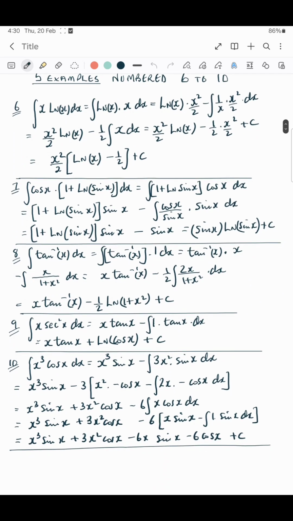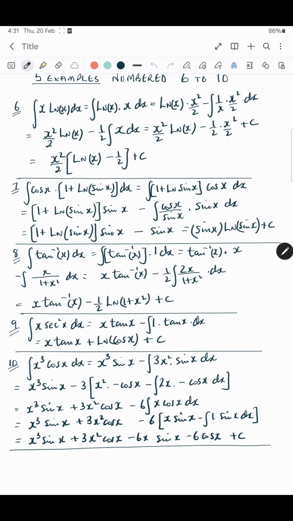Moving up to number 8, that's the integral of tan inverse x dx, and I'll do what I've done before, which is write that as tan inverse x multiplied by 1 dx, and then apply the rule for integration by parts. So that'll be the first, which is tan inverse x, multiplied by the integral of the second, which is x, then minus the integral of tan inverse x differentiated, which would be 1 over 1 plus x squared, times 1 integrated, which is x dx.